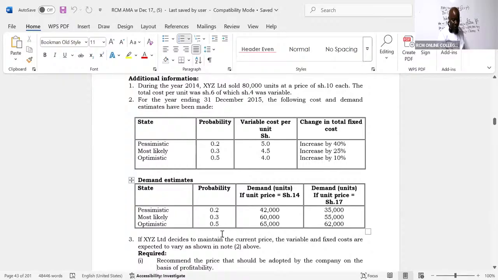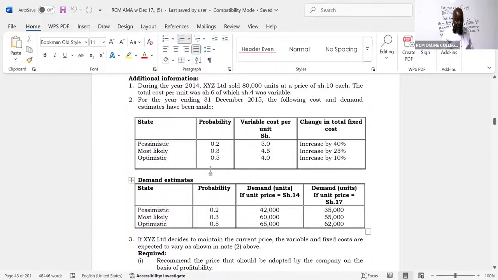Note number 3: if XYZ Limited decides to maintain the current price, by the way, what is the current price? Have they given us the current price? The variable and the fixed costs are expected to vary as shown in note 2 above. Recommend the price that should be adopted by the company on the basis of profitability.